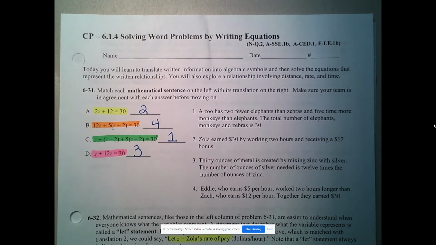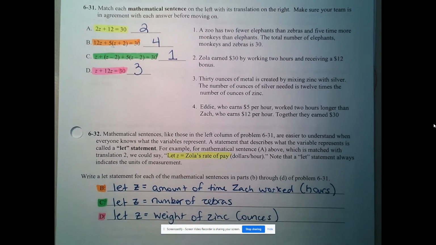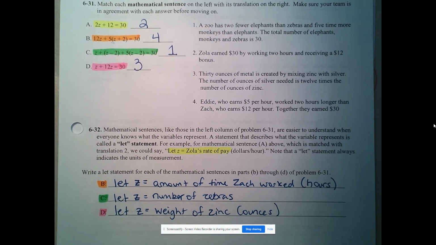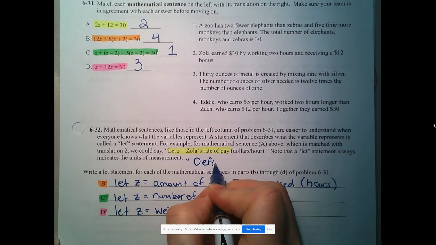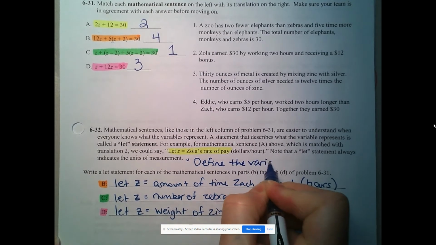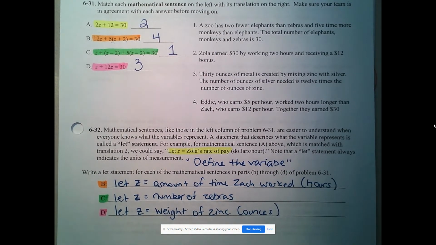Now you'll notice that I've highlighted mine, and that's because we are going to look at the let statements that go with each one. Mathematical statements like those in the left column of problem 6-31 are easy to understand when everyone knows what the variables represent. So guys, you notice every single one of those used the letter Z. So we would need to know what Z stands for because it's different for each one. What we're going to make is something called a let statement. Previously, we have talked about that as define the variable. We keep telling you to define the variable. Tell us what letter you're using and what it stands for. Technically speaking, that's a let statement.